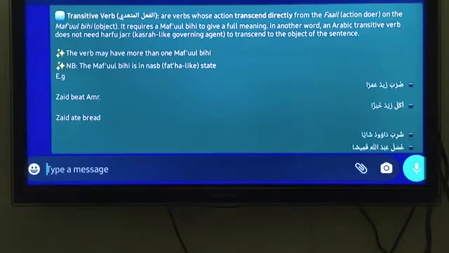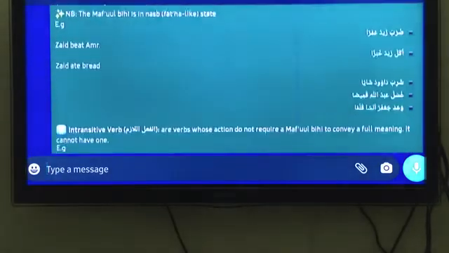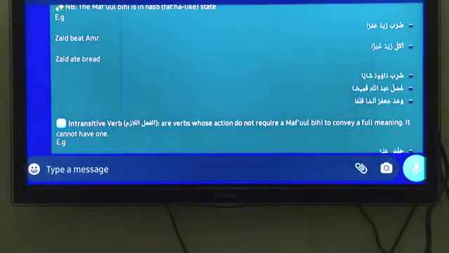Now another example: akala zaidun khubzan. Zaid ate bread. So you can see the verb is akala. Who did the action? Zaid. And who is the receiver of the action, as in what was eaten? Khubzan. You can see it is taking nasb. I hope you get. These are just some other examples, like sharibа zaidun shayan. You can read more on this.